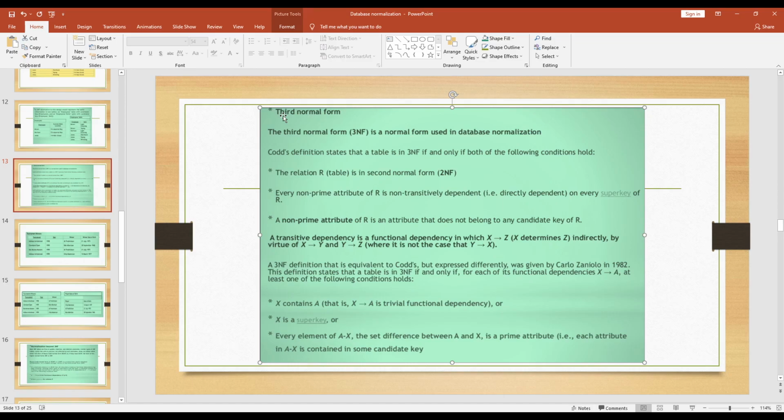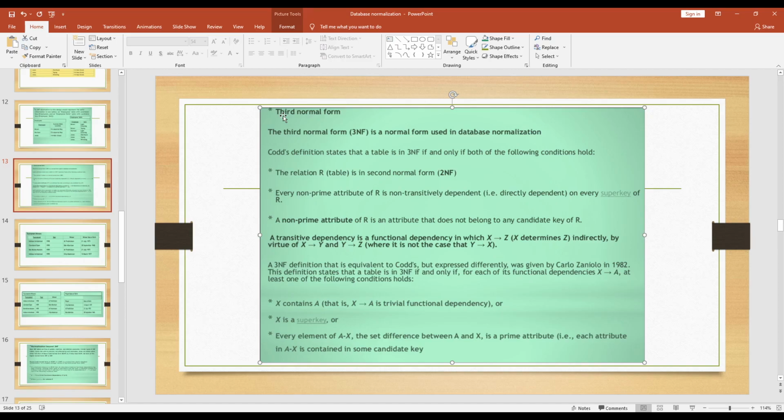A transitive dependency is a functional dependency in which X determines Z indirectly, by virtue of X determines Y and Y determines Z, where it is not the case that Y determines X.